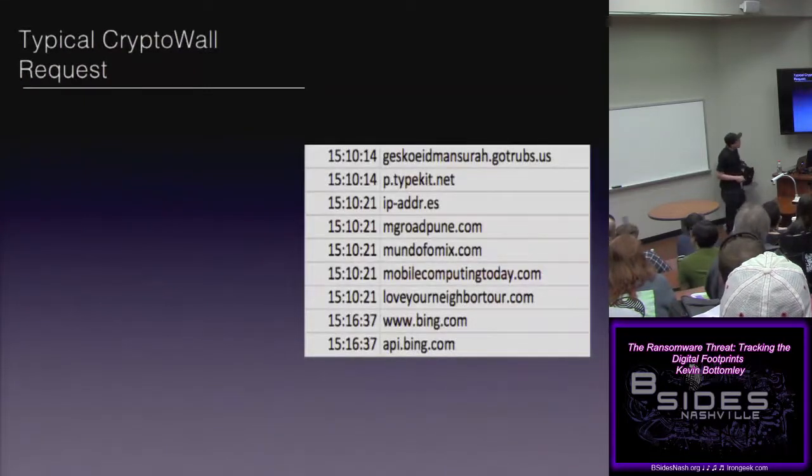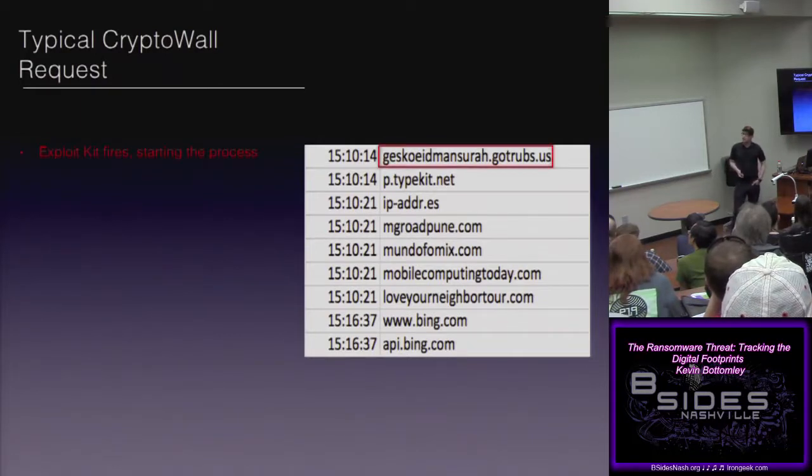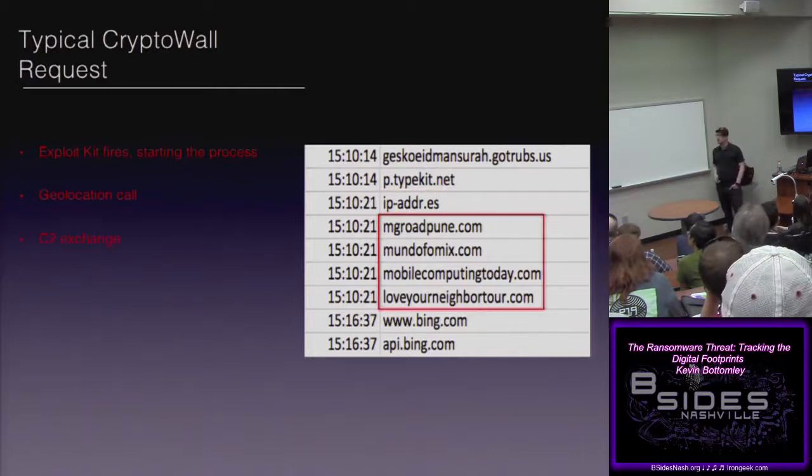This is actually a real log of what you would see in your stream from an infection. Essentially, this is your exploit kit firing off, which is Angler. You can tell by the subdomain. Then you have a call here to the raw IP address, so ip-address.es or whatever. And all of these are the compromised domains that actually host the binary.